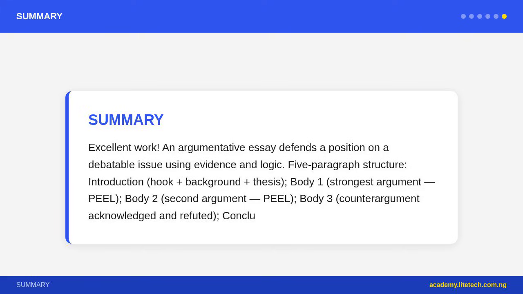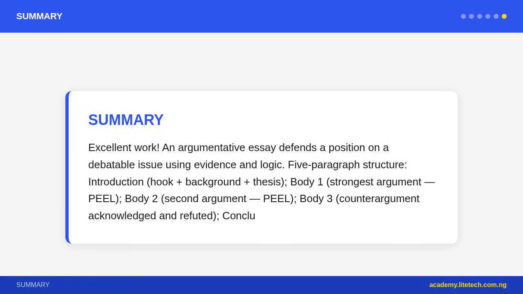The thesis: position plus reason 1 plus reason 2 plus reason 3. Structure for body paragraphs: point, evidence, explanation, link. Always include a counterargument. Use evidence, statistics, expert opinion, examples, not just emotional language.